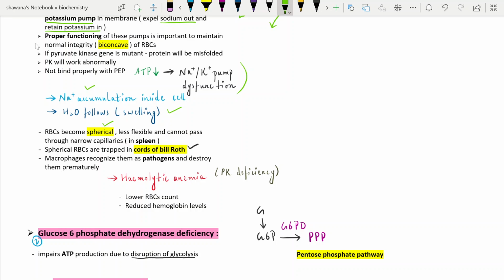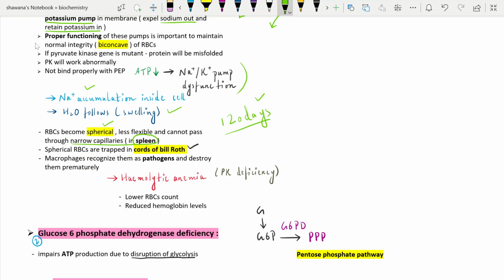These spherical RBCs are less flexible and cannot pass through the narrow capillaries present in the spleen. As you know, the full lifetime of RBCs is 120 days, after which they are degraded by the spleen. But the RBCs we are talking about are not mature, they are premature. They have not completed their 120 days yet, but when they pass through the spleen, there are special cords known as the cords of Billroth.